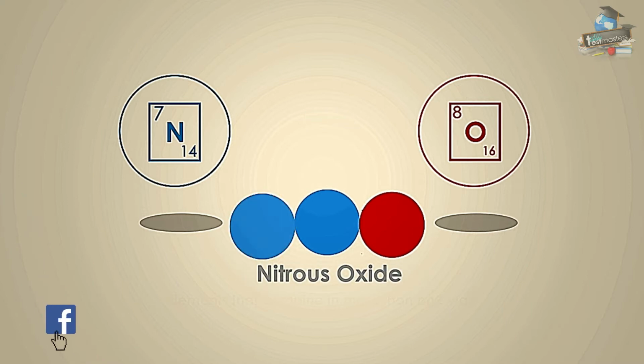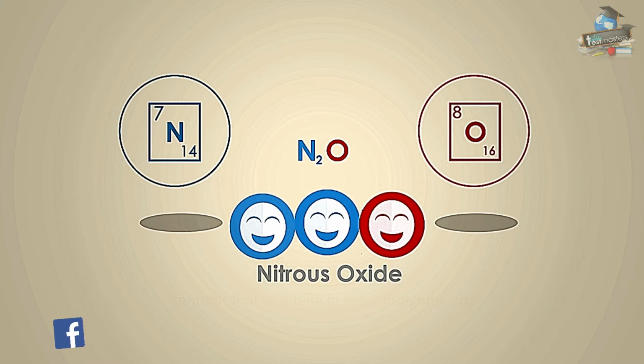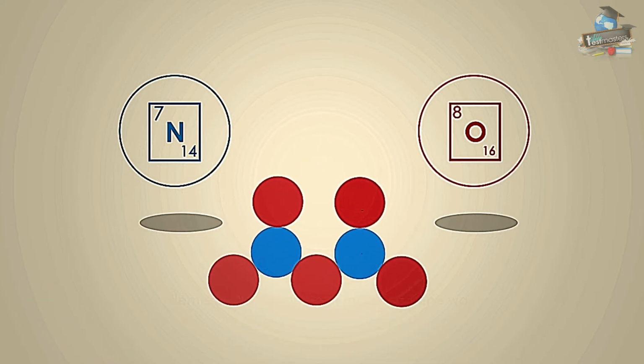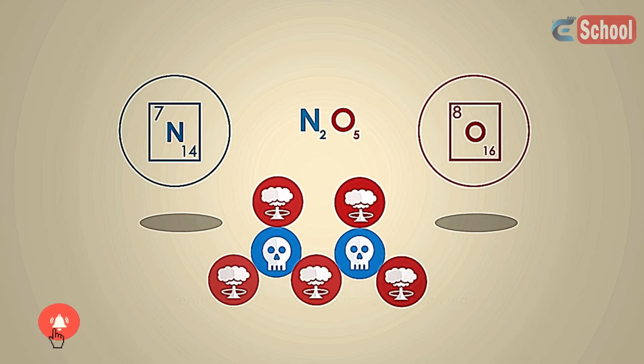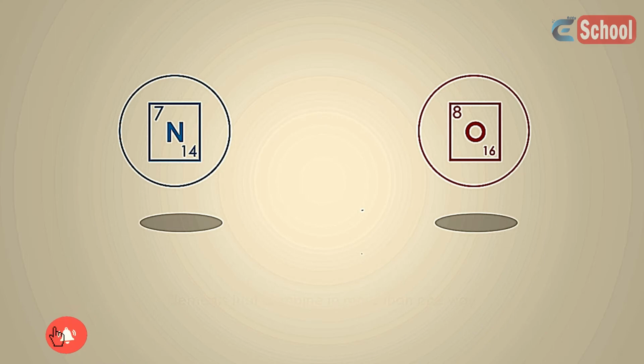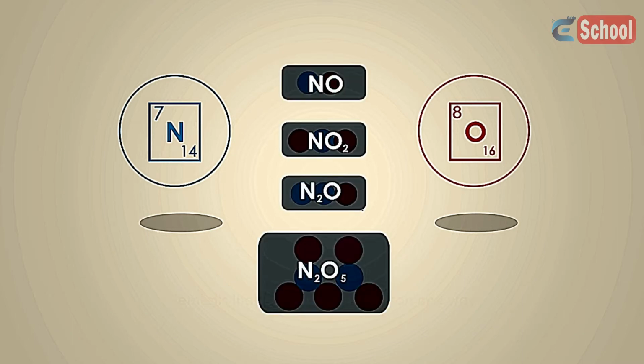Nitrous oxide, N2O, is laughing gas, or even dinitrogen pentoxide, N2O5, which is extremely dangerous. In reality, we would get a mixture of products and the reaction would not go to completion. But let us suppose we could make just one of these. Wouldn't it be good to know which one you made?